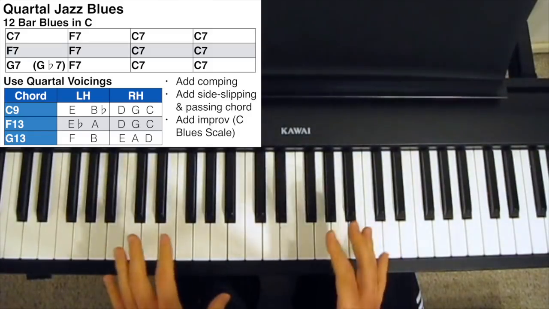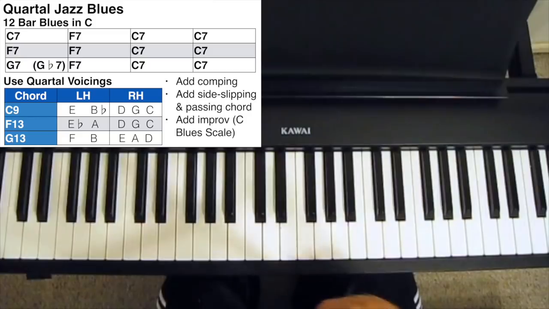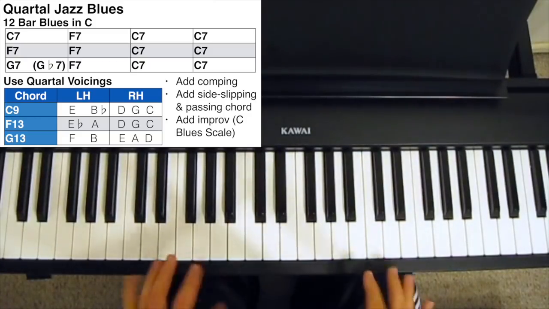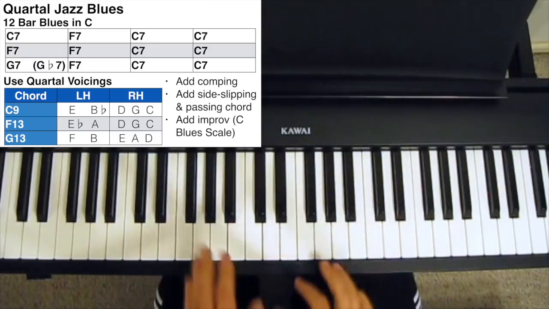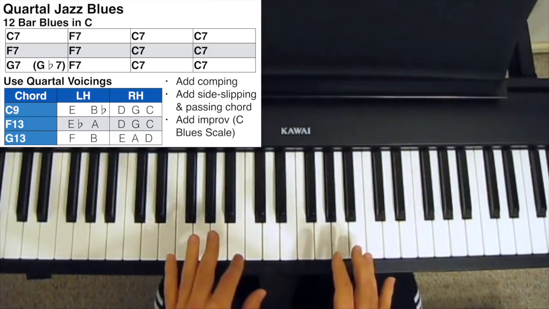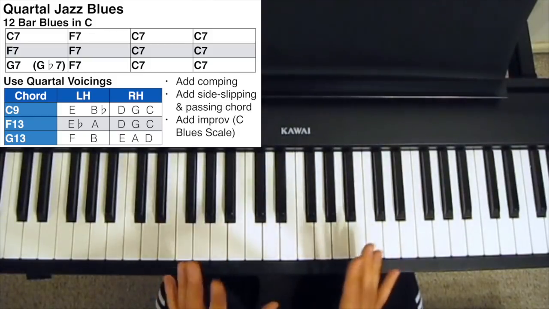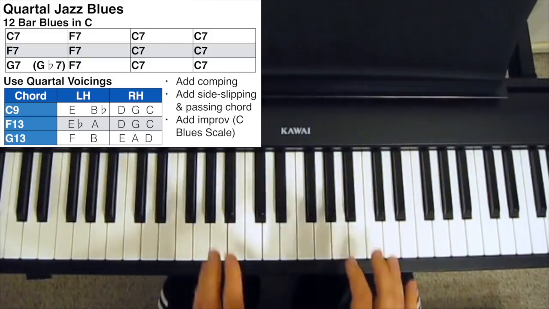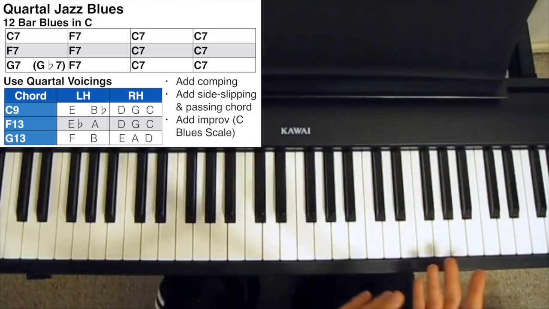Cool, and that is one way to play the blues in a jazzy way, a jazz blues little progression. So to practice this, just practice each one of those elements separately, those quartal voicings, then comping, then side slipping, and then improvising on top, each one of them separately, slowly, till you get used to it, till you're comfortable with the fingering and the movement and all that, and then only try and start combining all these ideas.